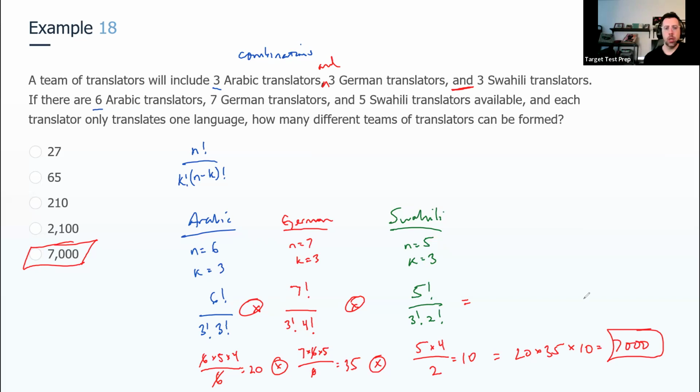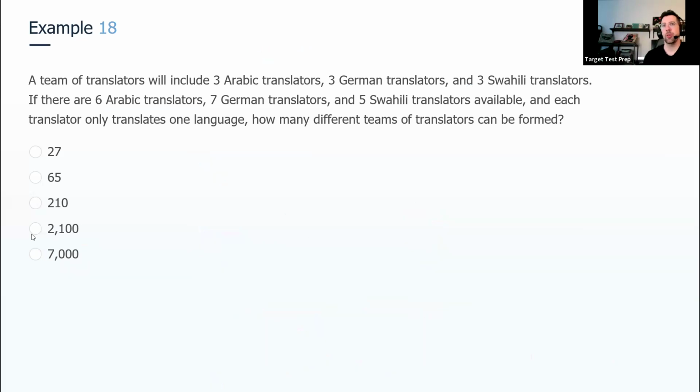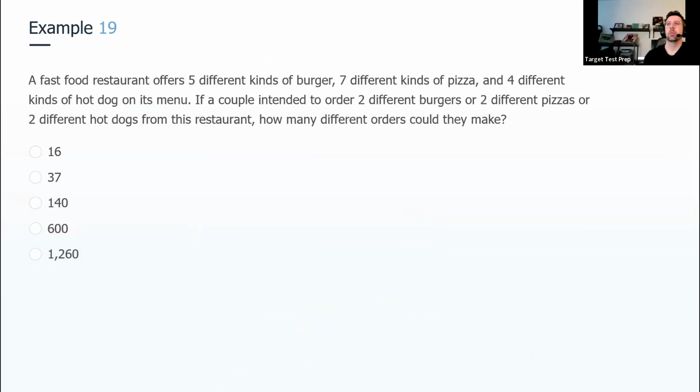There you go, 7,000. If it was or instead of and, we would add the combinations. And so let's look at this next problem. Potentially relevant hint. All right, try that.